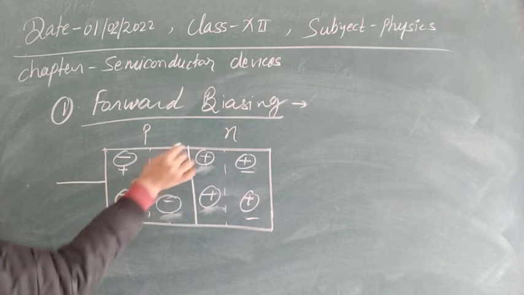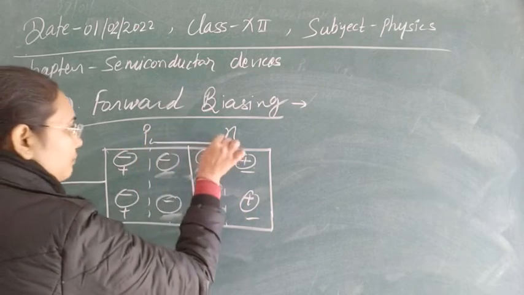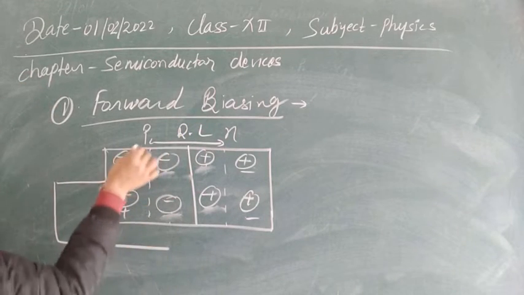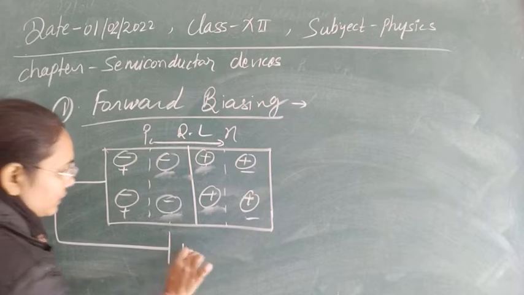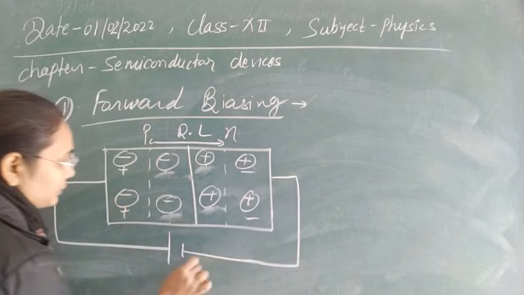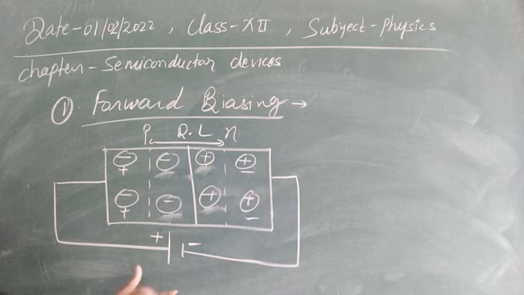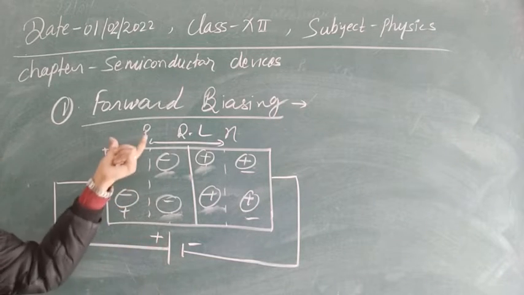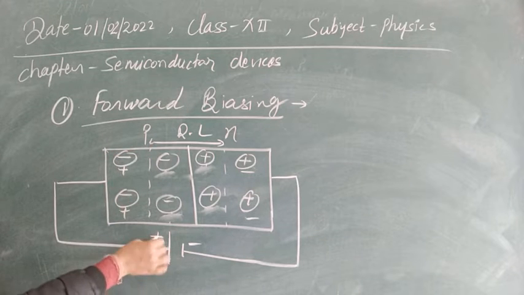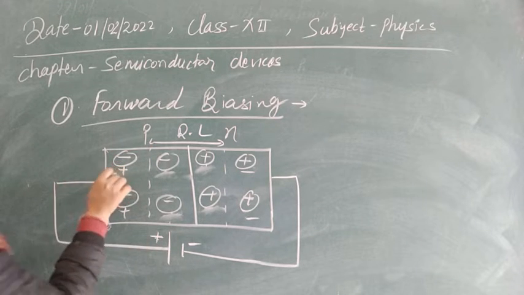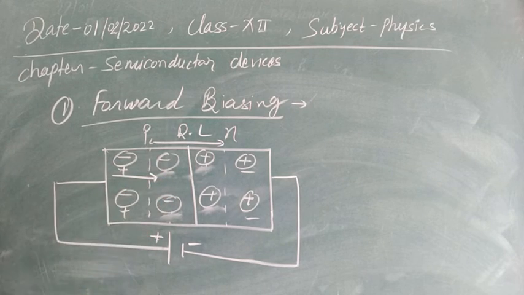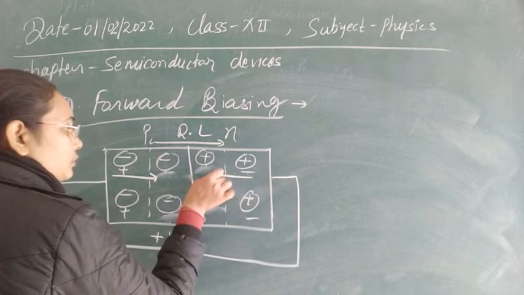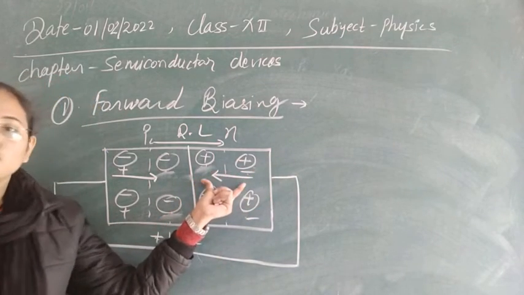Then to reduce this depletion layer we can apply a battery, and if the P terminal is connected to the positive terminal and the N terminal to the negative terminal, then this kind of biasing is known as forward biasing. Whenever we connect the positive terminal of the battery to P type, the positive terminal will start to repel the holes, so the holes will move towards the junction, and the negative terminal will start to repel the electrons. Due to repulsion, the electrons will start to move towards the junction.